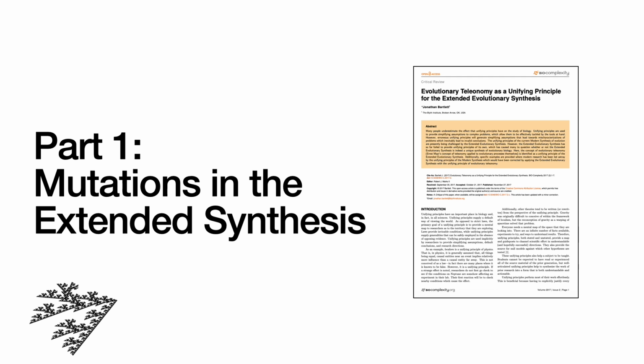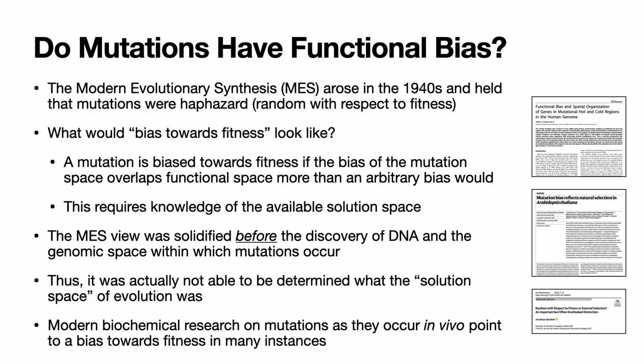In evolutionary theory, we've transitioned from the modern synthesis into the extended synthesis over the past few decades. And it's good to start by level setting some of the things we've learned about mutations as we've transitioned. First of all, the question is, do mutations have a functional bias? The modern evolutionary synthesis arose in the 1940s, and they held that mutations were random with respect to fitness. A lot of people used a different terminology for this, but essentially the idea is that mutations are outside of any control system and are essentially haphazard.